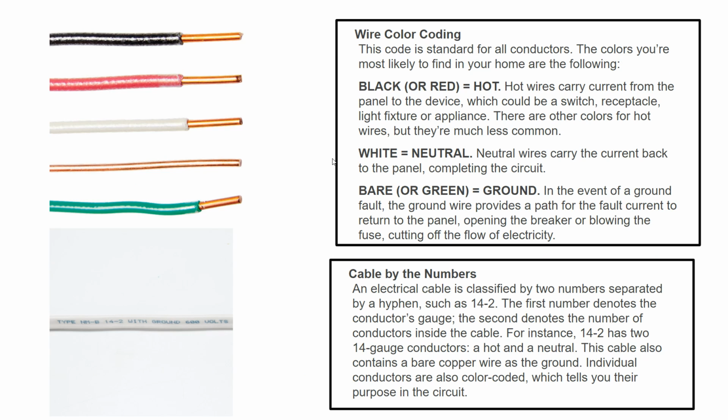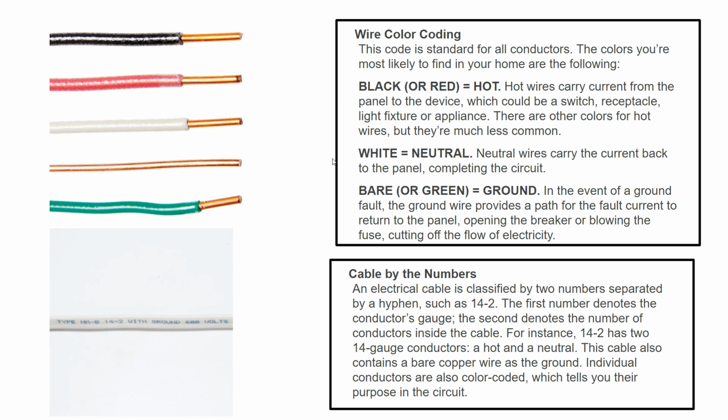So wire color coding. Black is hot. Hot wires carry current from the panel to the device. Neutral wires carry the current back to the panel, completing the circuit. It looks like the DC circuit that we talked about, but it's doing something different while it's doing that. Okay? You're not going to be able to perceive it. Just trust me on that. I wish there was a way for me to easily show. There is kind of, but let's not worry about that.